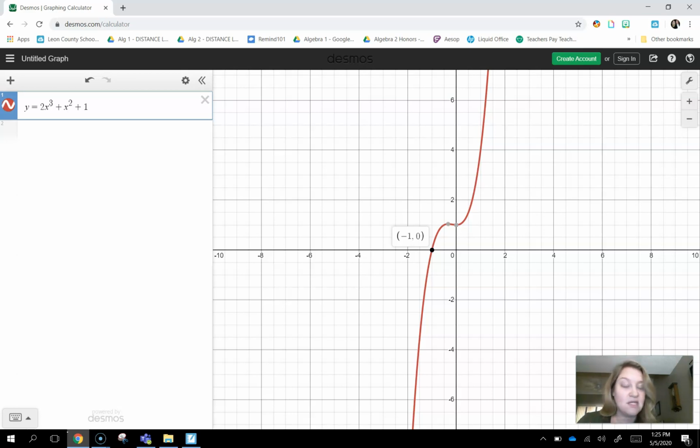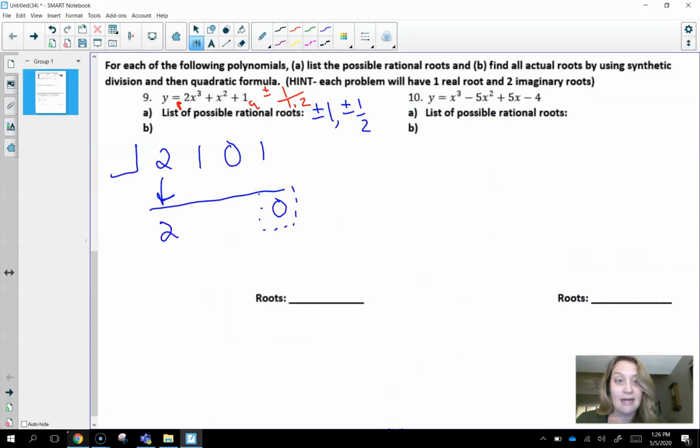Notice it doesn't cross anywhere else. It doesn't mean I didn't do anything wrong. It just means out of these 3 solutions, because it's a cubic function, so we know there's 3 total, one of them is real. The other 2 are going to be imaginary roots. Okay? But this shows me right here that negative 1 is what I need to put into our shelf over here, our magic box. So that's what I'm going to use to complete my synthetic division.